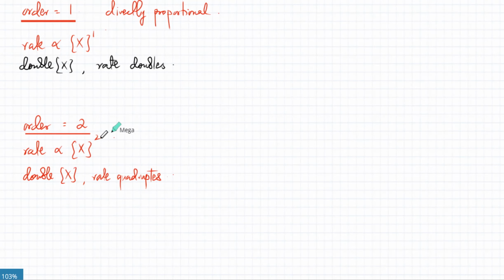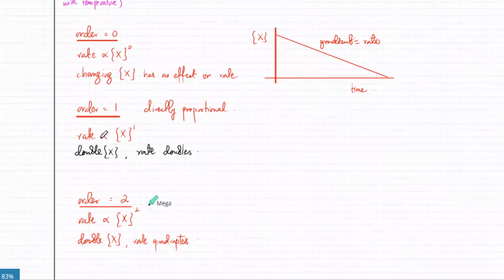So you had these 3 orders. We know that rate depends on the concentration of X or any of the reactants, but how exactly is it dependent? Is the power 0? Is the power 1? Is the power 2? There could be power 3 and power 4 as well, but our syllabus is limited to order 2. Is this clear up till this point?